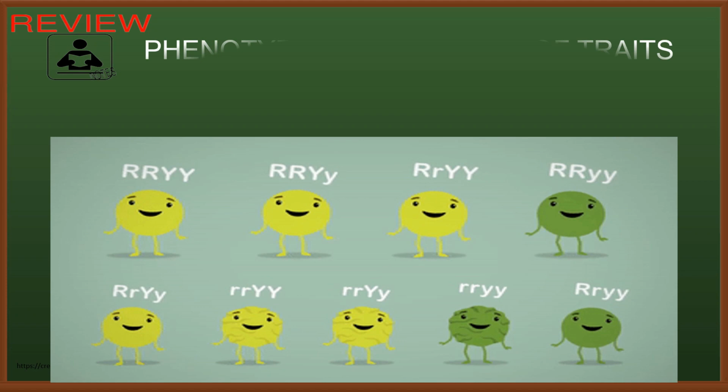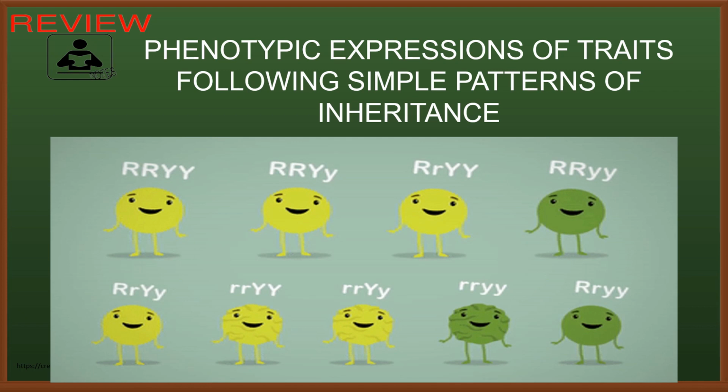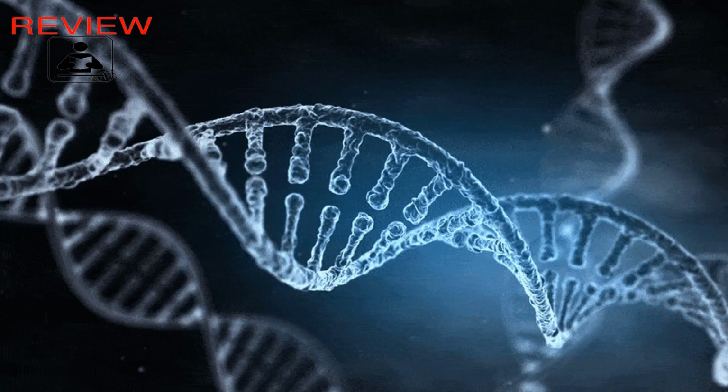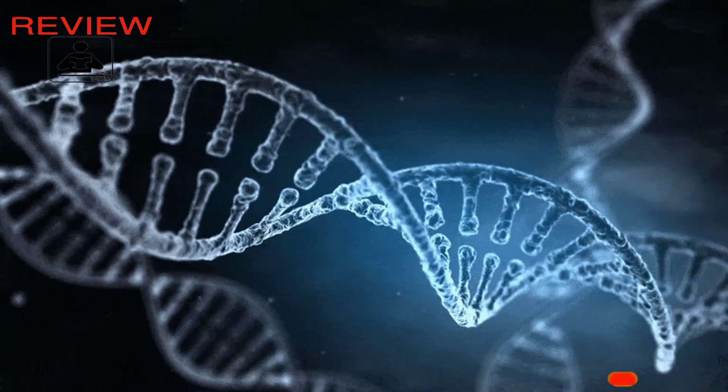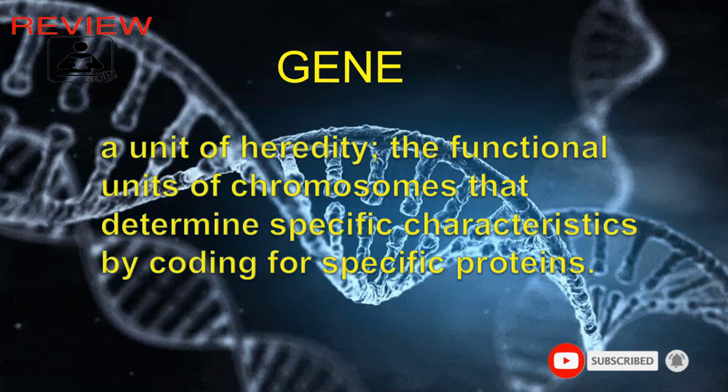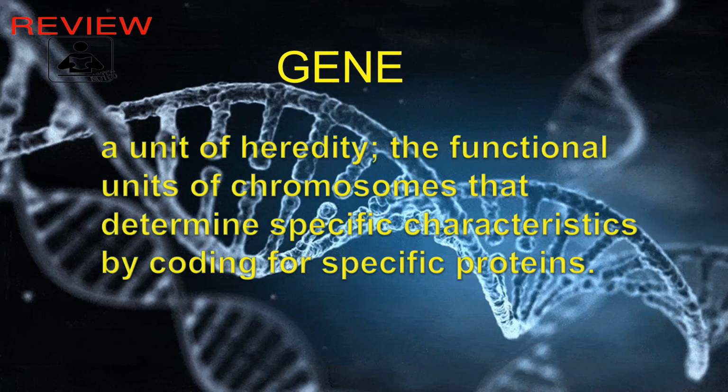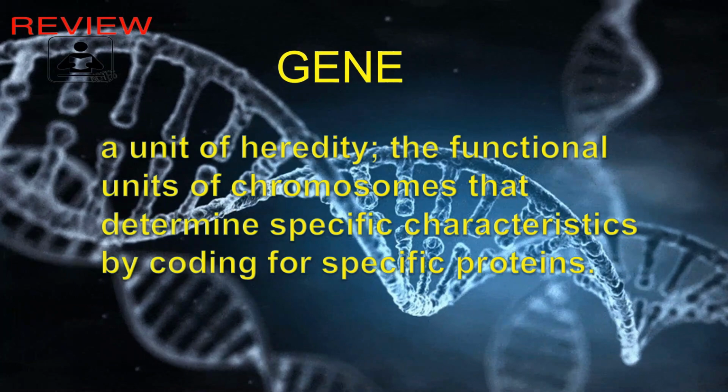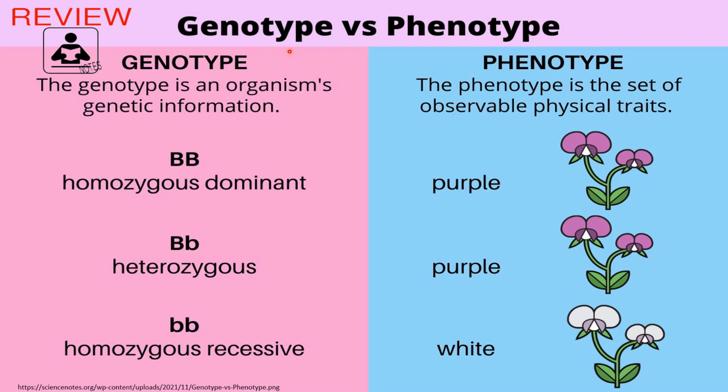phenotypic expressions of traits following simple patterns of inheritance. Wherein we were able to explain or define some important terms like a gene, a unit of heredity, the functional units of chromosomes that determine specific characteristics by coding for specific proteins, and the difference between genotype and phenotype. The genotype is an organism's genetic information, like homozygous dominant, which is represented by 2 capital B, heterozygous, 1 capital B and small b, homozygous recessive, 2 small b, while the phenotype is the set of observable physical traits like purple and white.